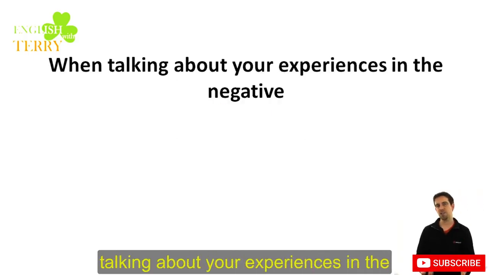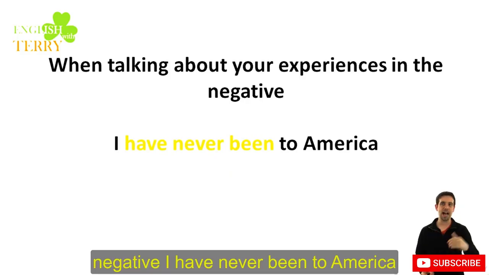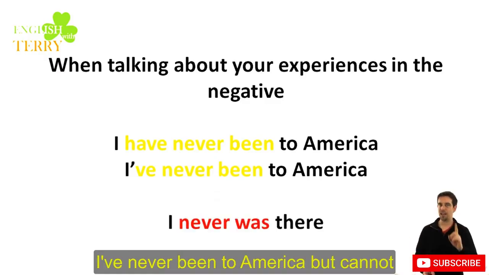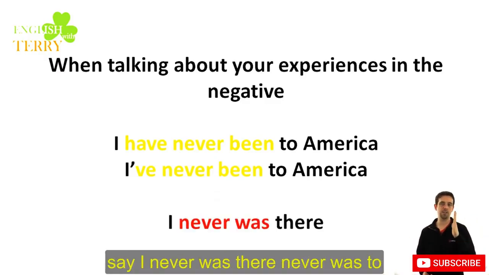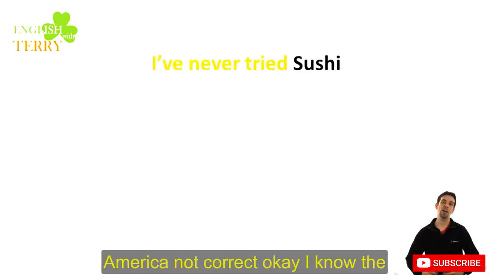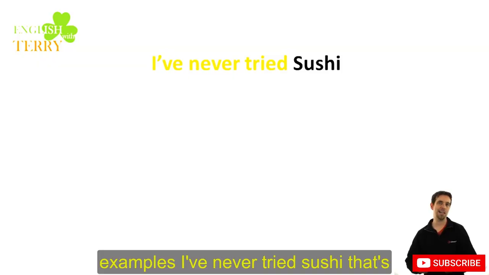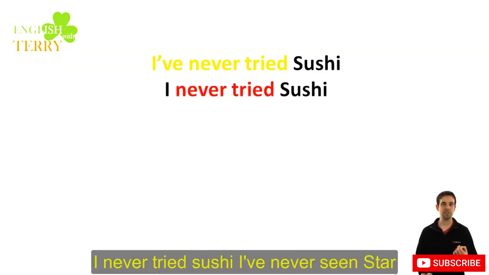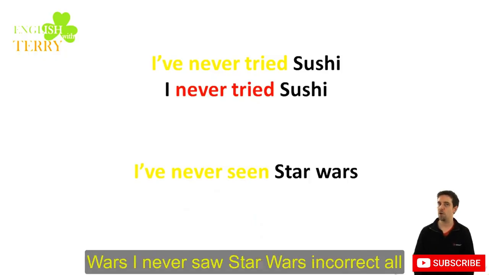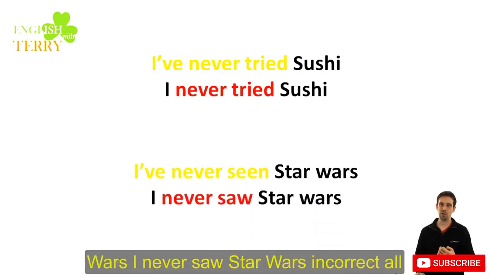And when you're talking about your experiences in the negative, you say, I have never been to America. I've never been to America, but you cannot say "I never was there," or "I never was to America." Not correct. Okay? Another example is I've never tried sushi, and it's not correct to say "I never tried sushi." I've never seen Star Wars. "I never saw Star Wars" is incorrect.